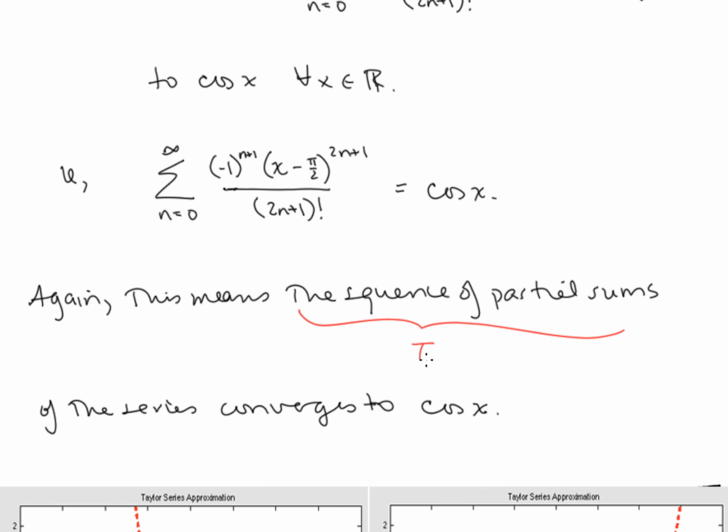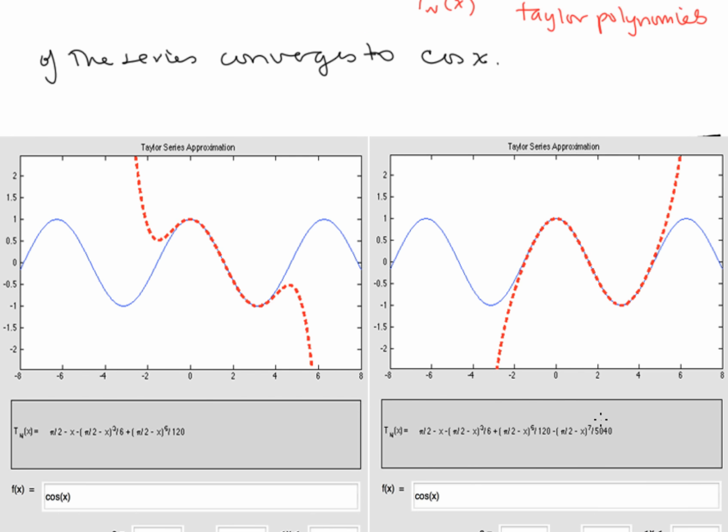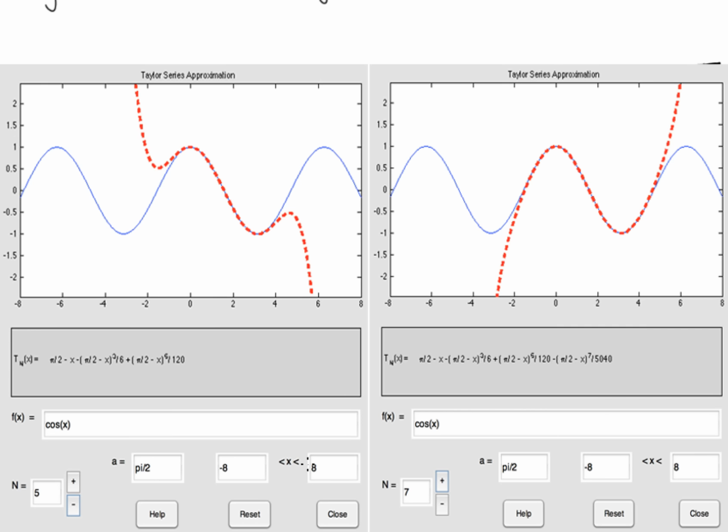And this is the T sub n of x, the Taylor polynomials. So we can again look at the original function versus its Taylor polynomials. This is the 5th degree Taylor polynomial for cosine x, centered at pi over 2. So notice pi over 2 is approximately 1.5, so that's around here. That's the center of our power series, and this is the 5th degree polynomial. And we can see that as we increase the degree of the polynomial, this is the 7th degree polynomial, we get agreement on a larger interval.